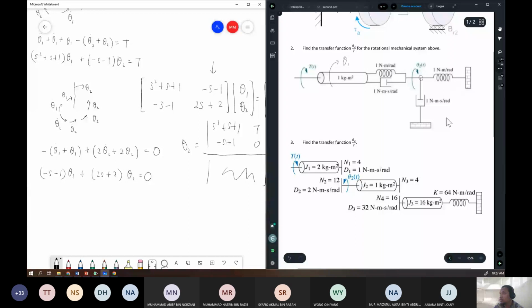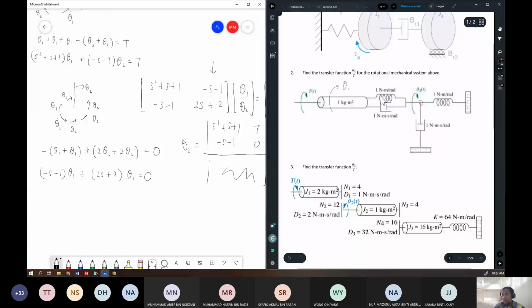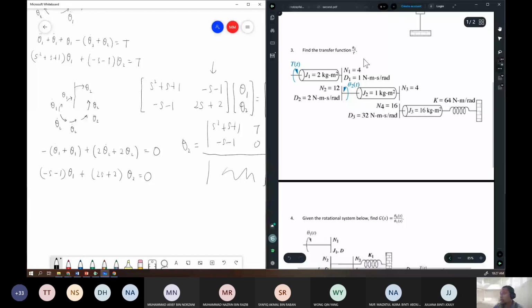Okay, so question 1 and 2 is system without gearing, rotational system without gearing. So it's kind of similar to translational mechanics. Okay. So I hope by now you understand how to do translational mechanics and also rotational mechanical system without gearing. So now let's look at example for rotational system with gears. Okay, now we have gears.